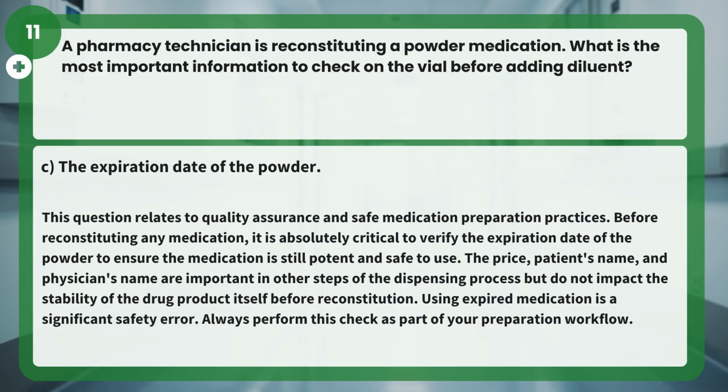Answer C. The expiration date of the powder. This question relates to quality assurance and safe medication preparation practices. Before reconstituting any medication, it is absolutely critical to verify the expiration date of the powder to ensure the medication is still potent and safe to use. The price, patient's name, and physician's name are important in other steps of the dispensing process but do not impact the stability of the drug product itself before reconstitution.